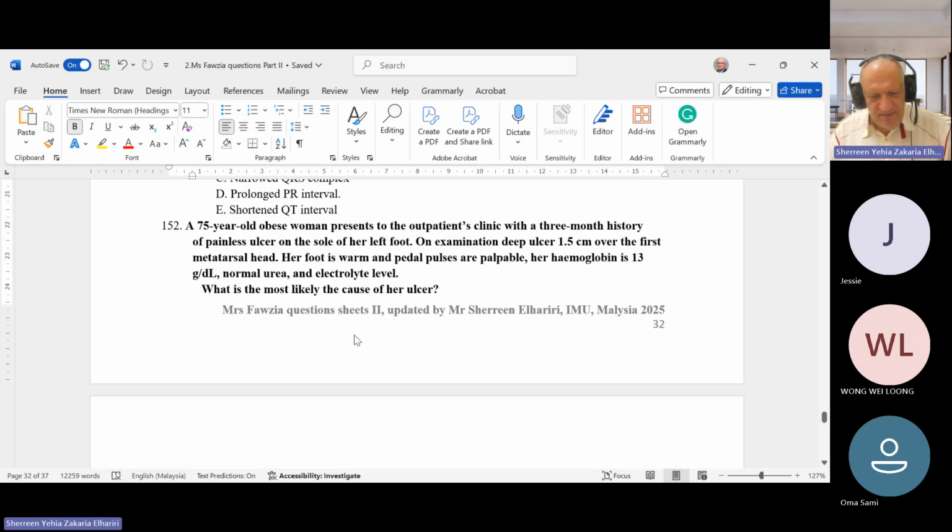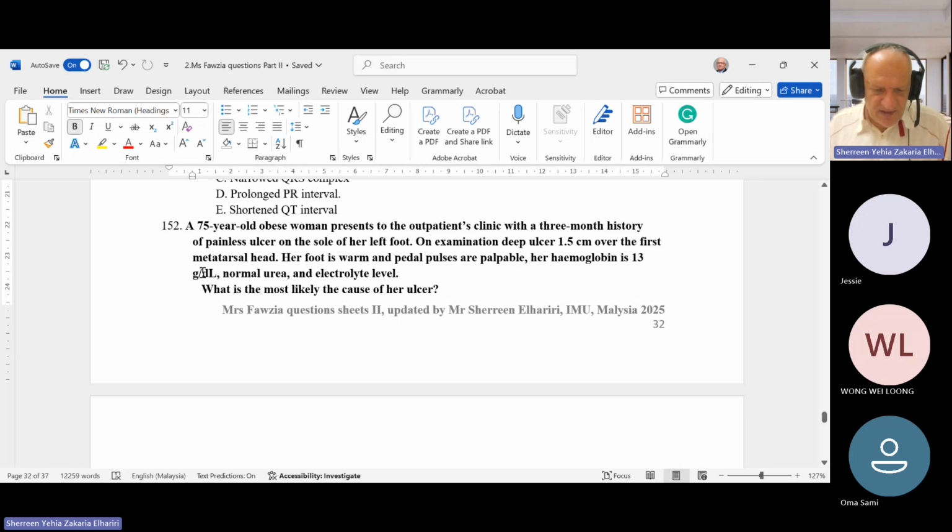Next question is a 75 year old obese woman presented to the outpatient clinic with a 3 month history of a painless ulcer in the sole of the left foot. On examination, there is a deep ulcer, 1.5 cm, over the first metatarsal head. Her foot is warm, pedal pulses are palpable, hemoglobin 13, normal urea and electrolyte levels. What is the most likely cause of this ulcer?